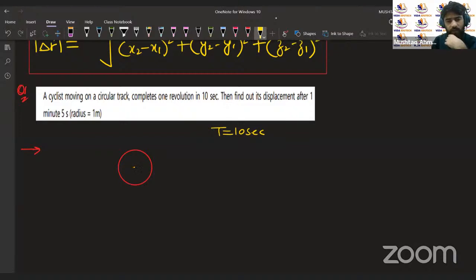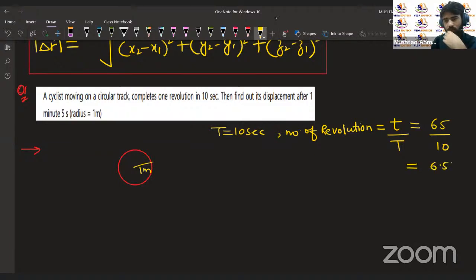The radius of this track is given as 1 meter. We have to find the displacement after 1 minute and 5 seconds. So we'll try to find the number of revolutions the cyclist completes in this time. We'll just divide the time by the time period. The time is given as 1 minute and 5 seconds, which means 65 seconds. So 65 seconds over 10 is equal to 6.5 revolutions.